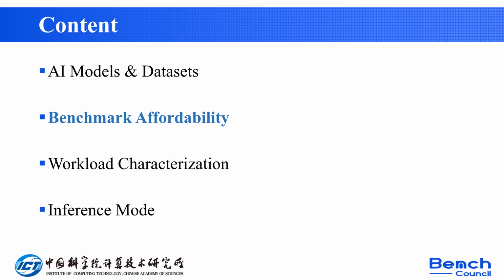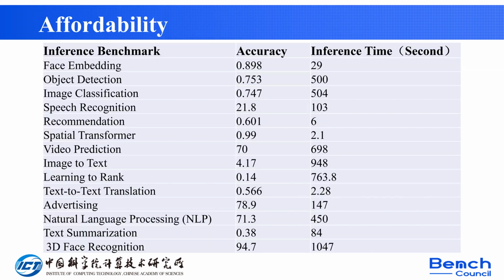Next, I will introduce the benchmark affordability. We test 14 tasks on V100, and from this table, we can find that with high accuracy promised, the inference time is short for the system, so it is affordable to test many tasks.